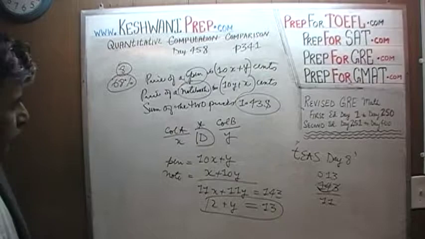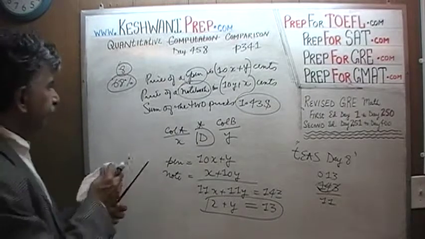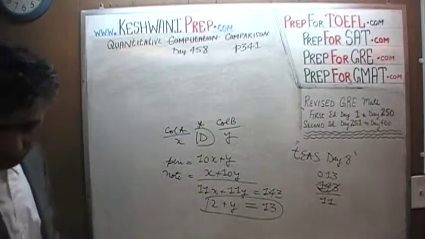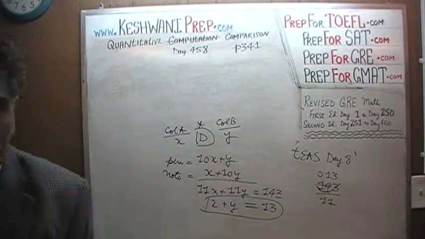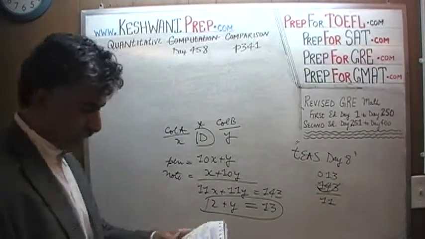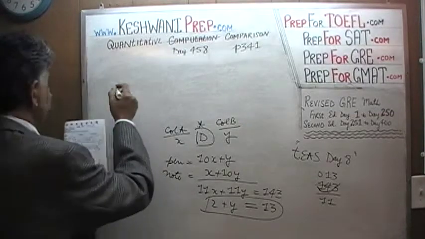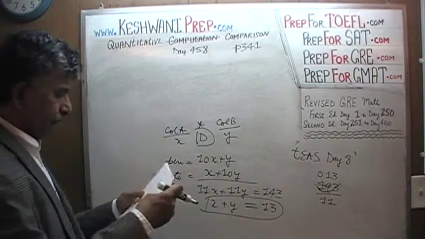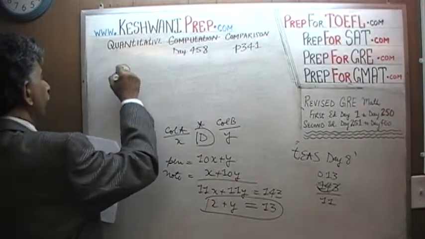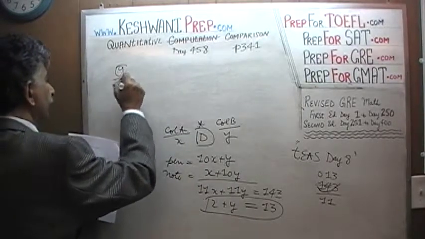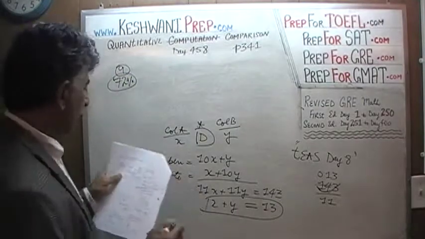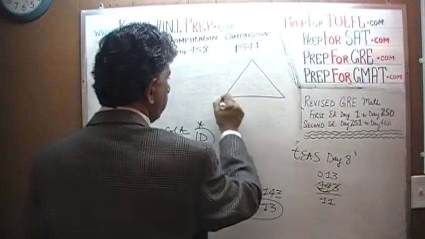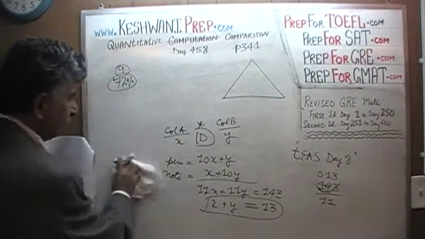Question number 9. Let's see what they give us in 9. Question number 9 happens to be a geometry question. When it appeared in the exam, 72% of people had no trouble. Here's the picture that is given to us. I need the room, so I need to erase all of this.